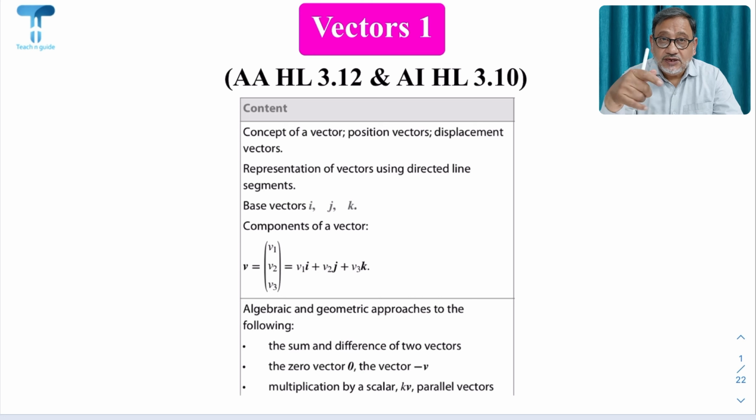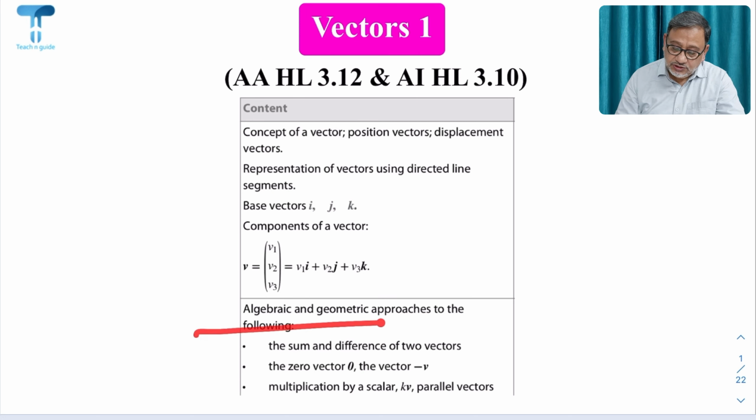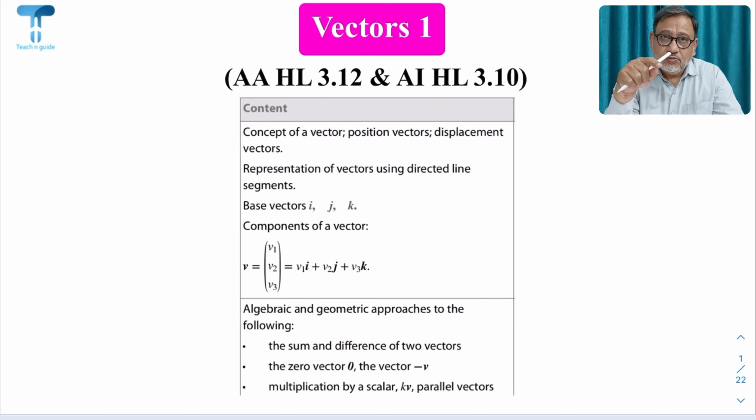Base vectors i, j and k are the base unit vectors, and the component of a vector in terms of x and y or i and j, and then the algebraic and geometric approach to the following: sum and difference of two vectors, zero vector, negative of a vector, multiplication by a scalar which is k times v, and parallel vectors.